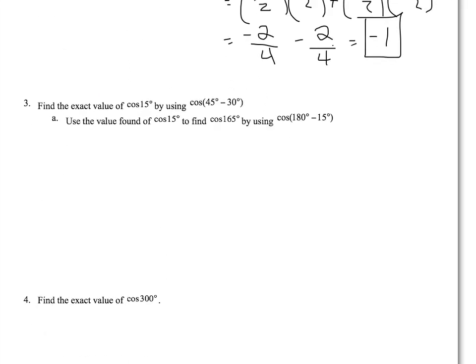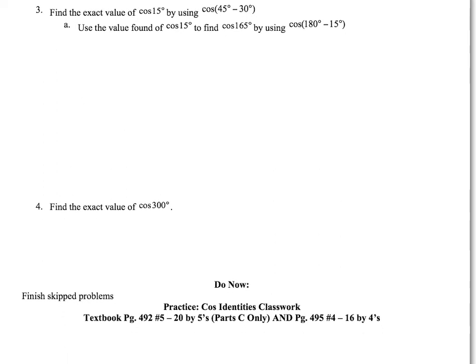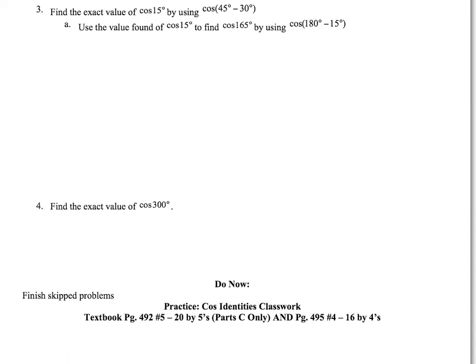Let's look at number 3. Find the exact value of cos 15 using this cos 45 minus 30. So it told us exactly what to use, so let's just use it.